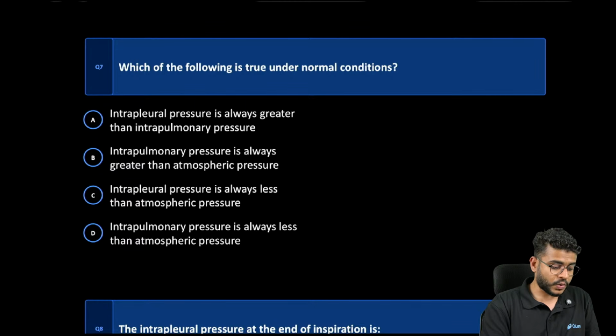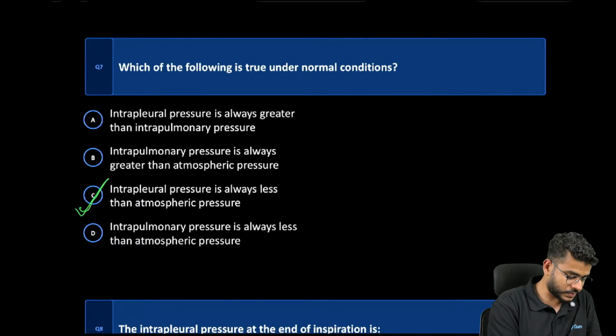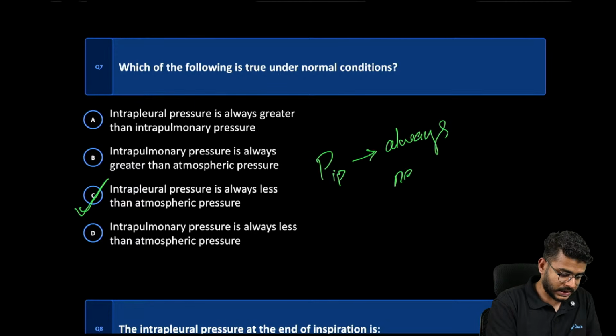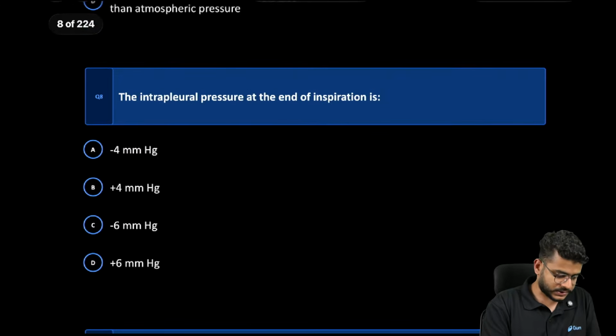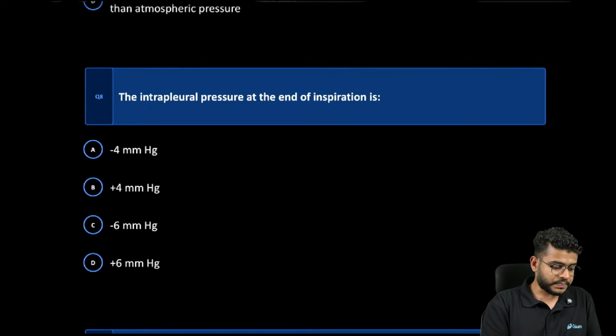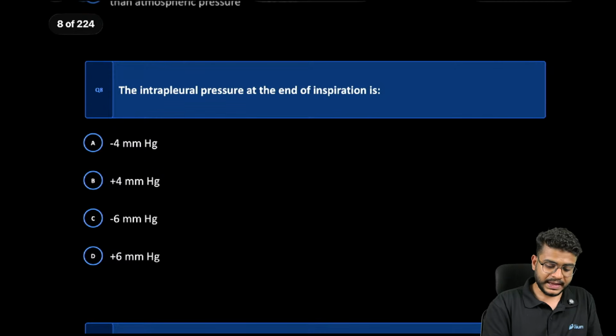Intrapleural pressure is always less than atmospheric pressure. That is the correct option, because intrapleural pressure is always negative because of the recoiling tendency of the lung. Okay. The next question, the intrapleural pressure at the end of inspiration.